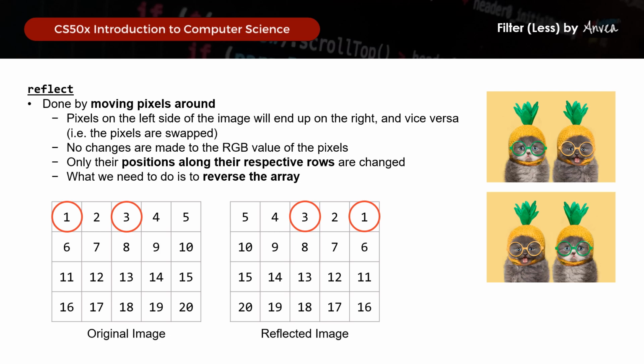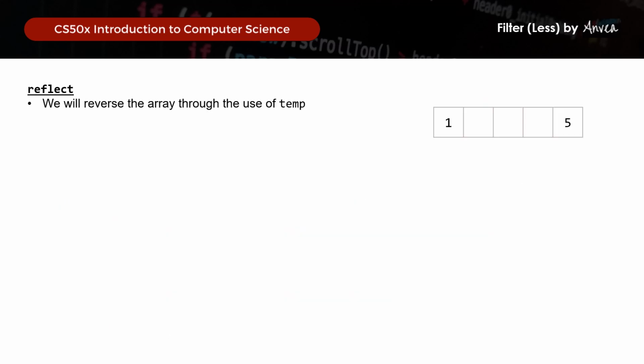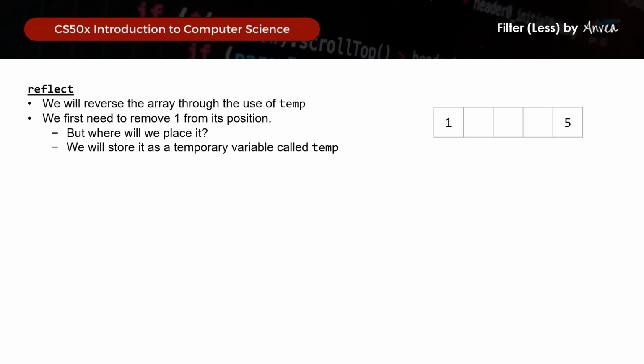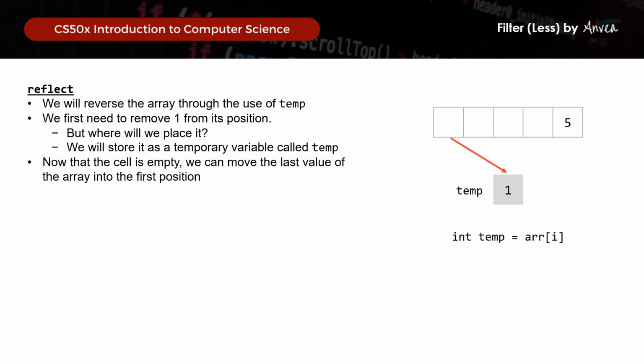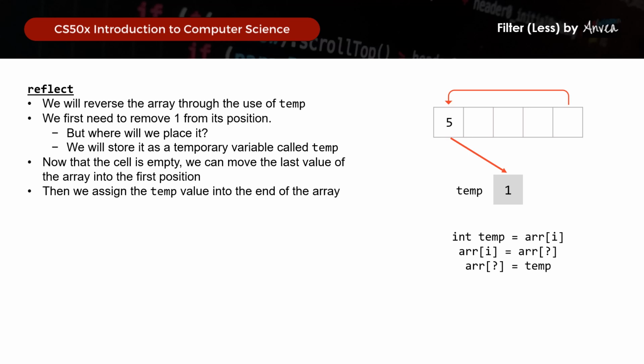So how do we do this? We are actually trying to reverse the array, and we will do so through the use of temp. First we will need to remove 1 from its original position, but where does this go? We will store it in a temporary variable called temp. Now that the cell is empty, we can shift the value of the last pixel into this position. So the pixel value is now updated. And then we will assign the temp value into the end of the array.